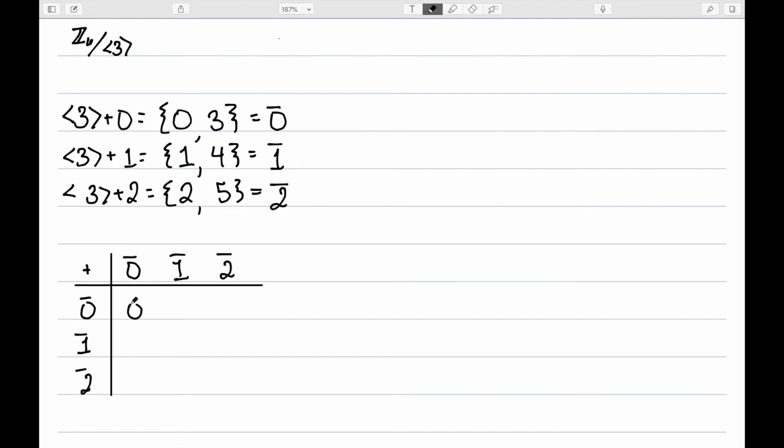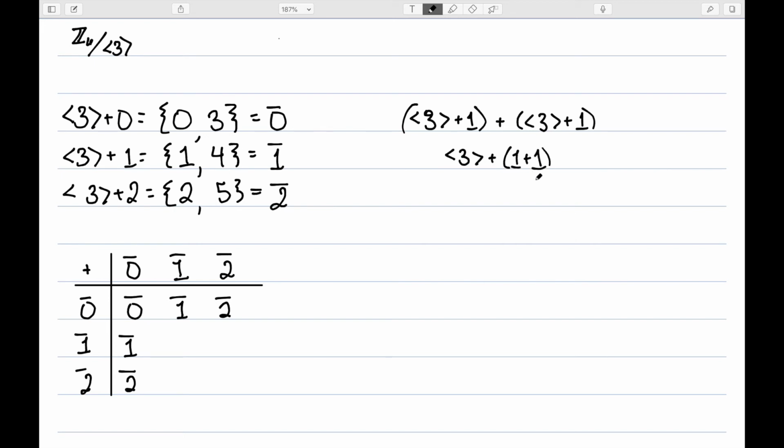To fill in our additive table, the 0 bar works just like the additive identity. For 1 plus 1, what I'm really looking at is the subgroup generated by 3 plus 1 plus the subgroup generated by 3 plus 1. We define this to be the subgroup generated by 3 plus 1 plus 1. That's the subgroup generated by 3 plus 2, which is the same thing as 2 bar.